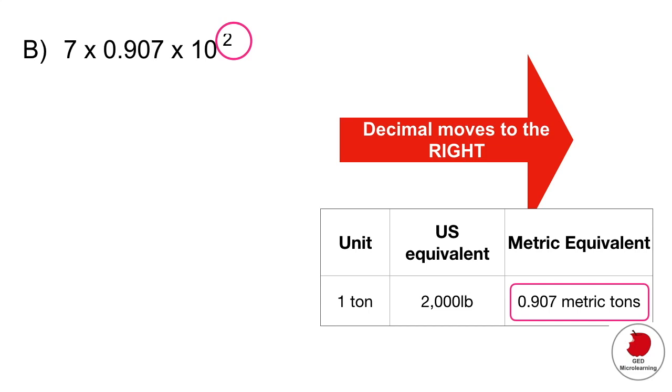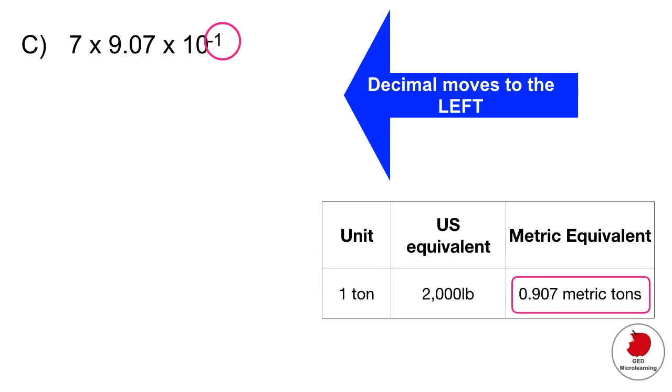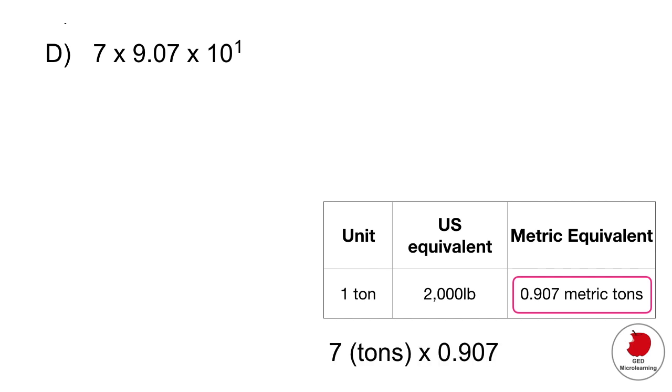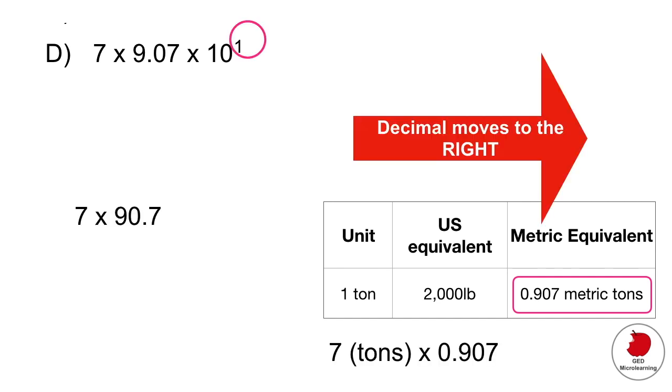B, decimal point moves to the right. Okay, so you would move this decimal point in this direction. That would be the answer, which is also incorrect. Okay, because what you want to end up with is this equivalent. Here we have a negative exponent, move to the left. There you go. Positive exponent.